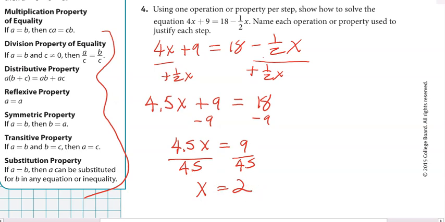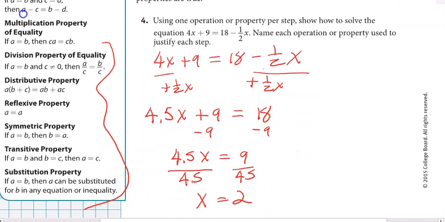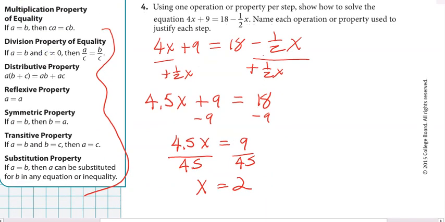So what is the step that I did each time, and see if that's a property over here. So the first step, I was able to add something to both sides of the equation. That is the addition property of equality. So we added something to both sides. That's the addition property of equality. I'm going to save a little bit of time here for each one of these. Looks like we use the subtraction property of equality.